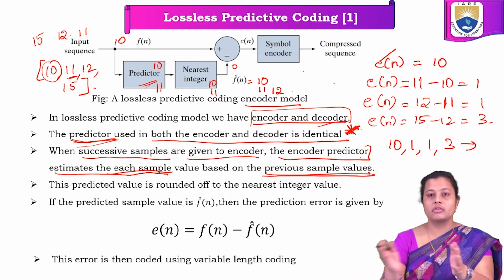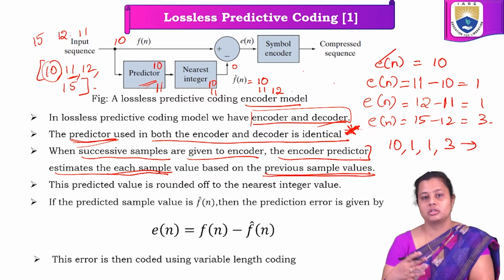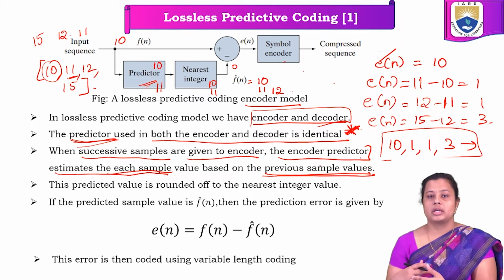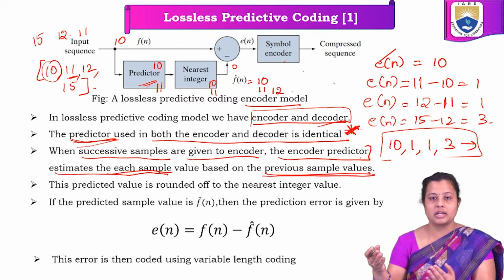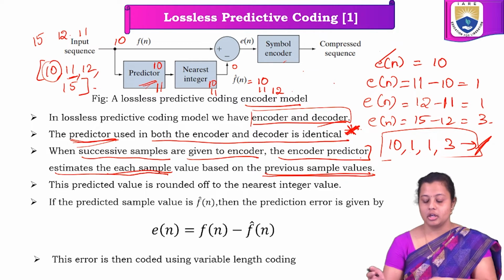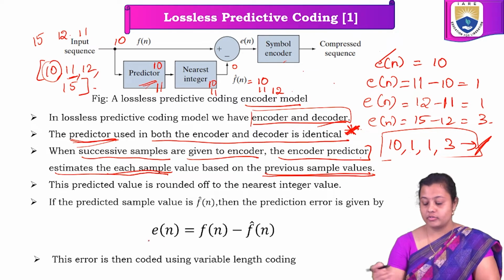This sequence is given to the symbol coder, which can be Huffman or run length coding. So this sequence is coded. This is how we are able to get compression, because for representing 10, 11, 12, 15, we require more number of bits, but when we have 1, 1, 3, the error is smaller. So the symbols that we are coding are much smaller, so we require fewer bits. So this is how, using a predictor, we are able to achieve compression. Right? We are not coding the actual intensity value, we are coding the difference.